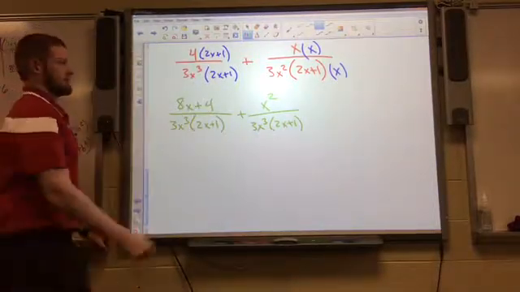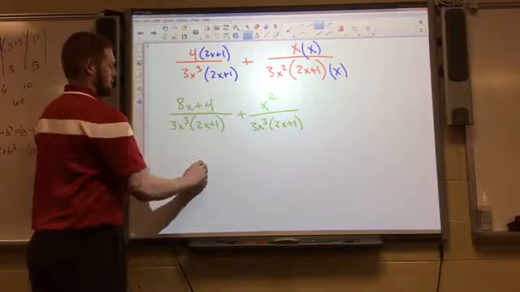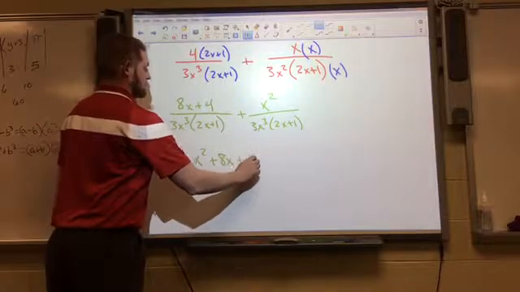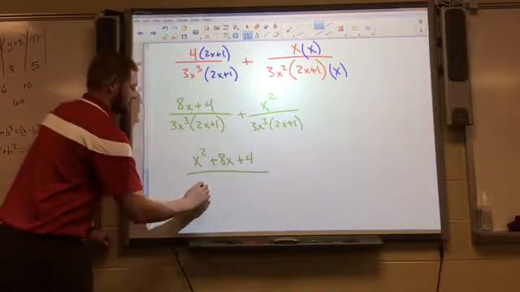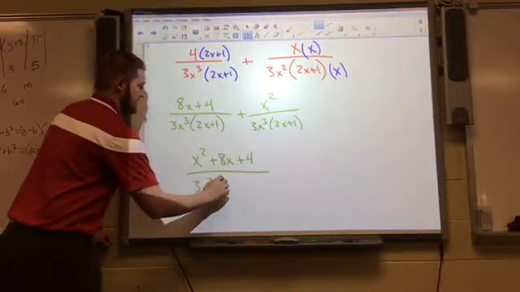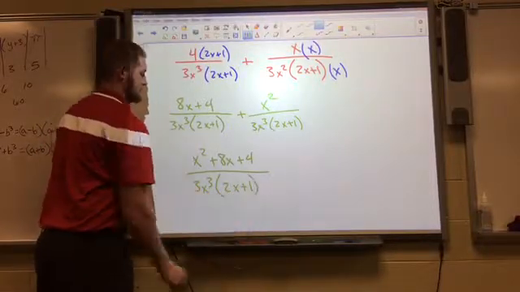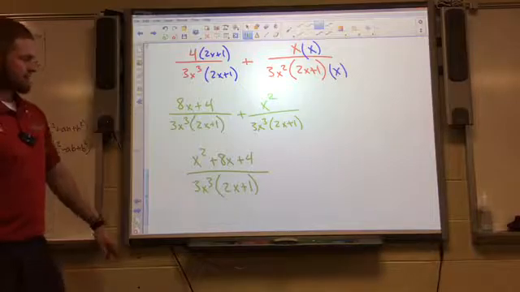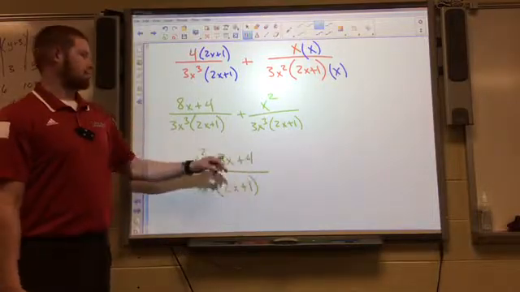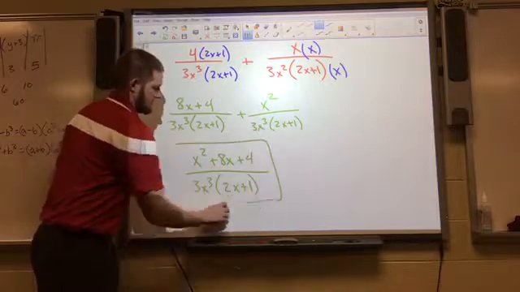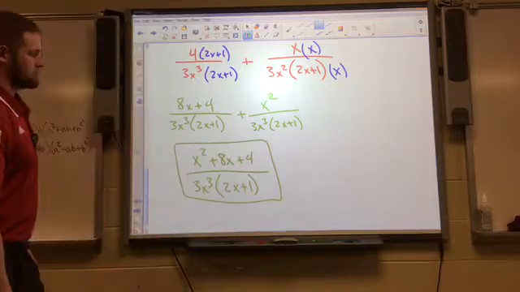And now I can combine this, so my final is going to look like over 3x cubed times 2x plus 1. Double check that if it factors. Multiplies to 4, adds to 8. Nothing. So we're done.